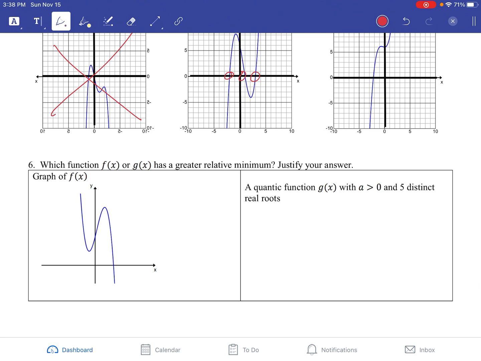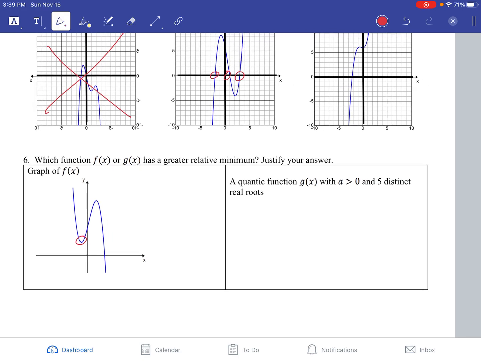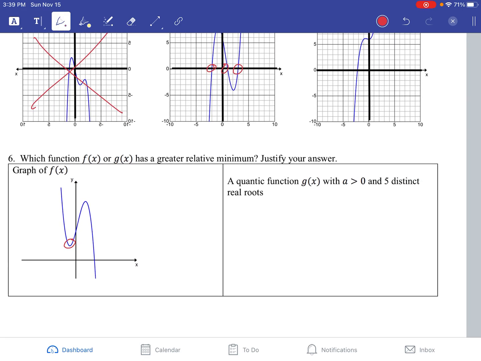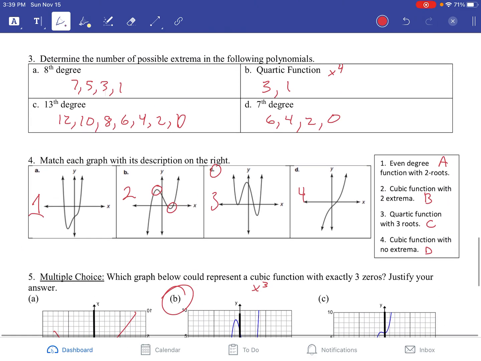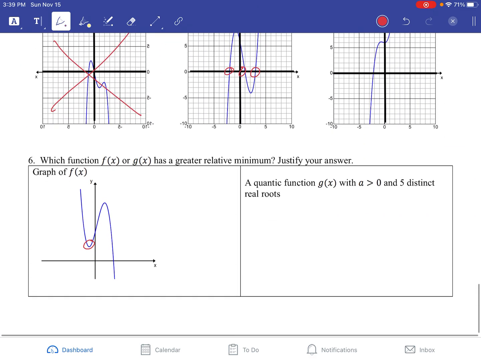Here's the last question of our notes. We have 2 different functions. We want to figure out which one has a greater relative minimum. Okay, so the highest minimum that we can get. Okay, so we can see the relative minimum for this first graph is right here. Okay, so now what we're going to do is we want to do a quintic. Notice quartic versus quintic. There we go.